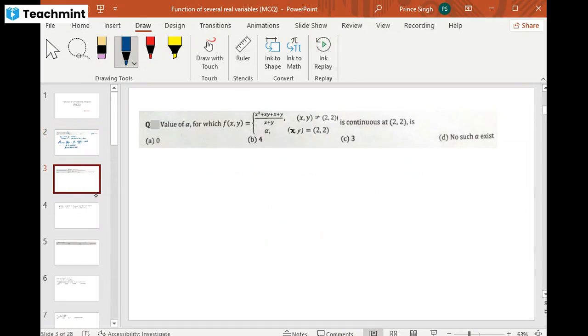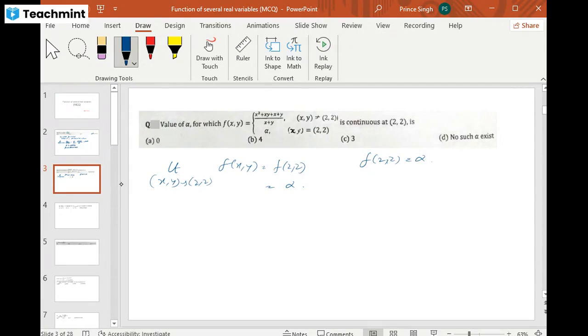Let us come to the next question. Here, we want to find out the value of alpha such that your function is continuous at the point 2, 2. The definition of continuity states that the limiting value of the function at a point is equal to the value of the function at that point. If this condition is satisfied, it means your function is continuous. So what is f of 2, 2 here? Here at the point 2, 2, the value of the function is alpha.